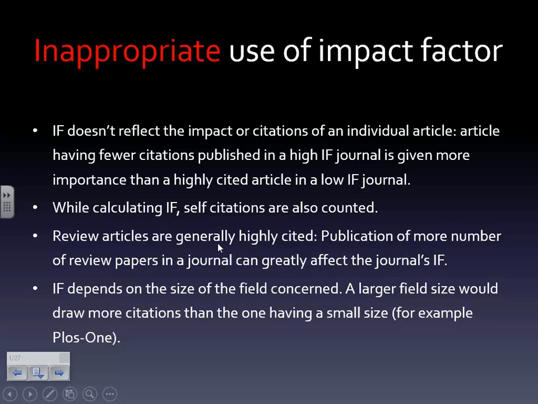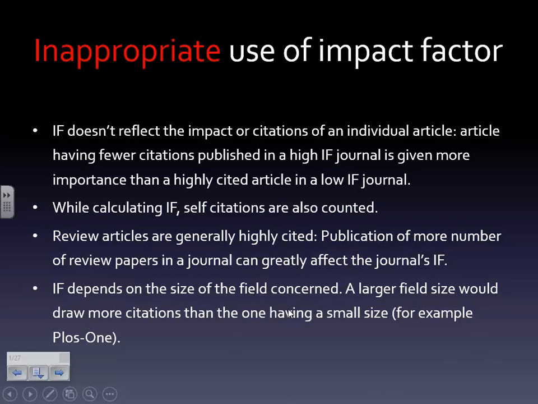Journals that publish review papers are generally highly cited because reviews get cited more than general papers. Some journals don't publish reviews, so they will automatically have a lower impact factor. And then the impact factor depends on the size of the field concerned. Again, PLOS ONE publishes everywhere, in every field, so the impact factor is artificially increased, in my case, for what I do.